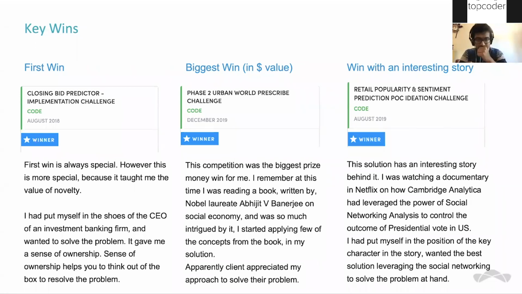the Phase 2 Urban World Prescribed Challenge. As you understand, novelties are stories, right? We need to have a story behind it, otherwise creativity won't happen if you cannot explain it through a story. So the problem statement was for us to give probably 100 or 150 user IDs who would have the highest possibility of friendship between themselves. We needed to choose those 100 users among probably 2000 total users.